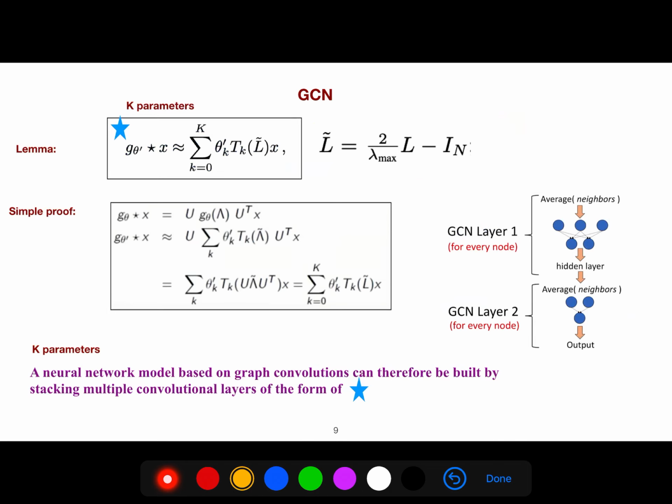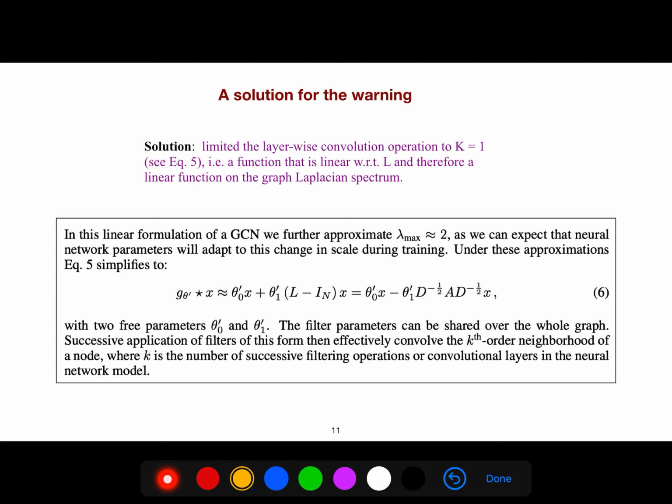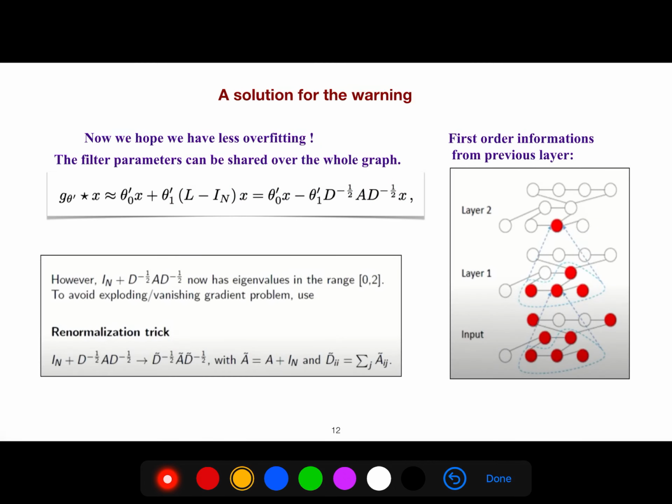There is a simple proof of that, and you can finally approximate it like this. And there are K parameters. So you can say that by stacking multiple convolutional layers of this form, you get a good neural network. But that's not easy, because by doing that you are encouraging overfitting. That's why these people introduced this approximation, which is a linear formulation of that, and using this approximation, they hope that they can avoid overfitting.